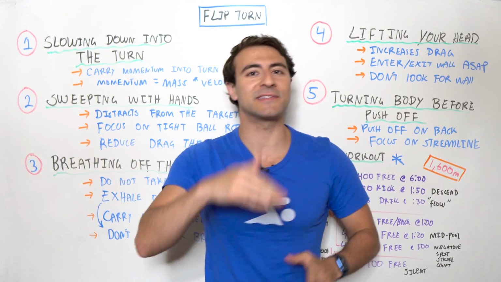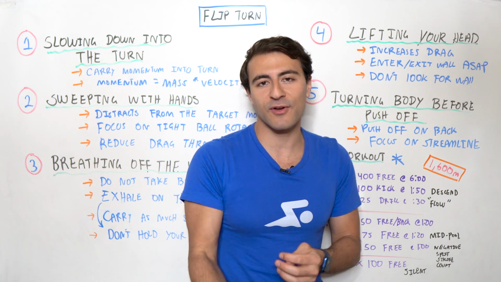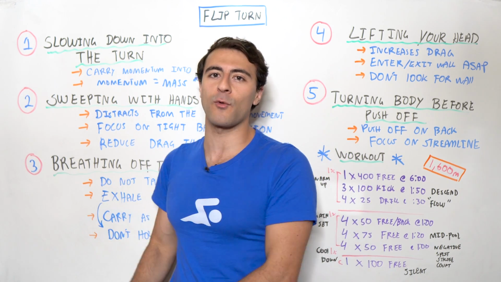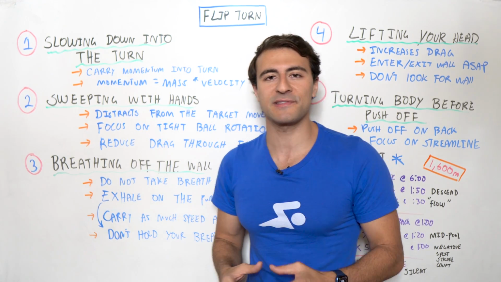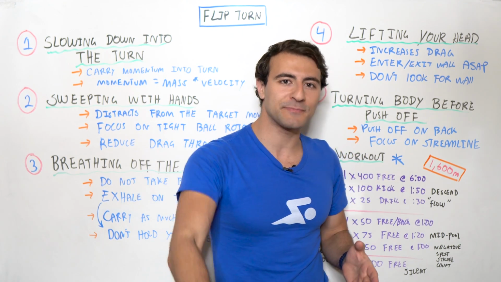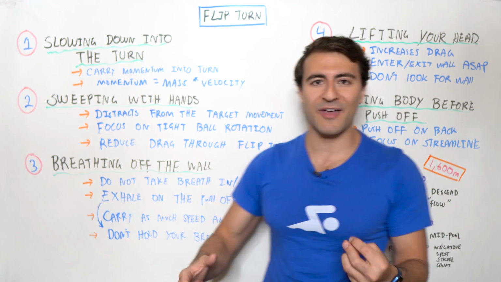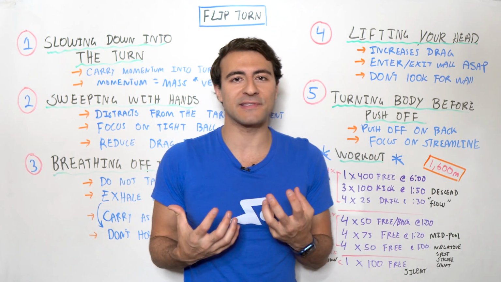So diving in is the fastest, pushing off the wall is the second fastest, and the flip turn should match when you push off the wall. So you want to carry that speed as much as possible, and when you take a breath, you're just slowing yourself down. Carry that speed as much as you can. And like I said, you don't want to hold your breath because this is where lung capacity kicks in.